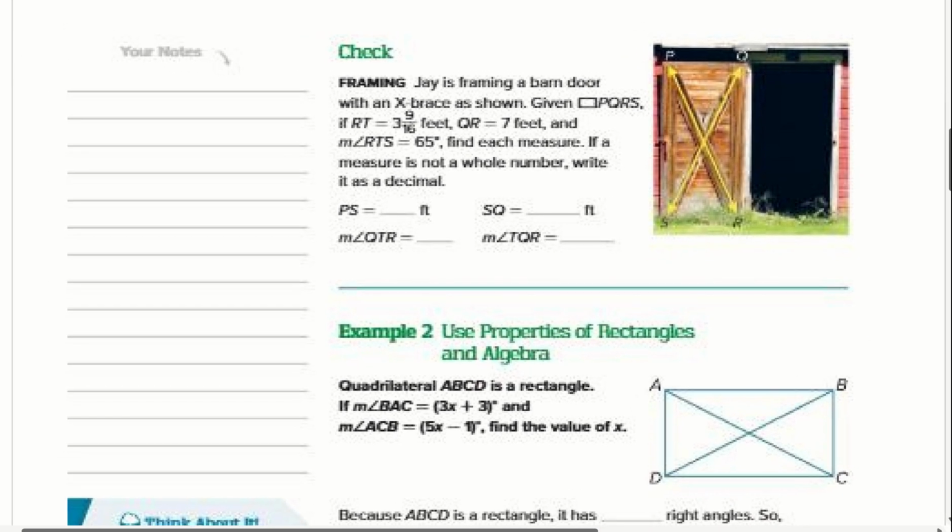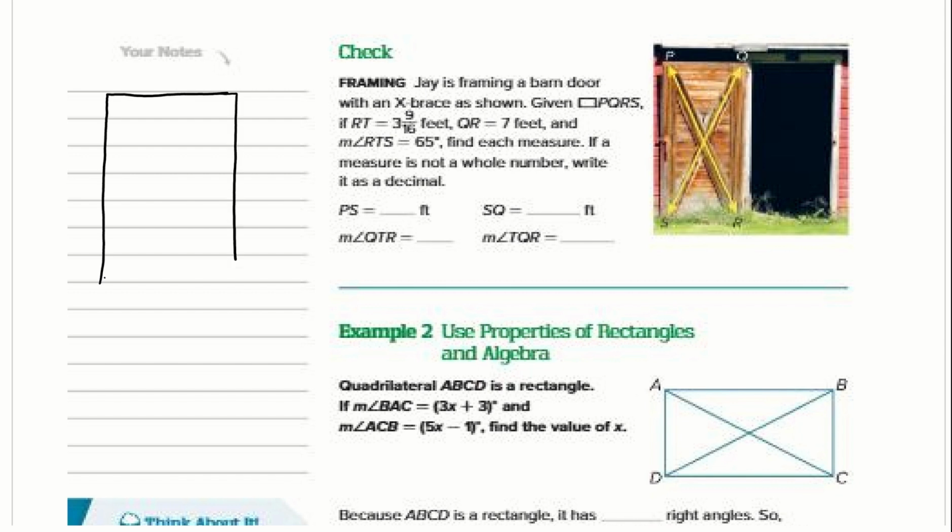So what we're going to do is draw a big rectangle in order to label all this stuff. Okay, and this rectangle is going to represent that door. All right, so this rectangle is called PQRS, and you have 2 diagonals. So let me draw the diagonal again there, and this is point T. Okay, so let's label the stuff.